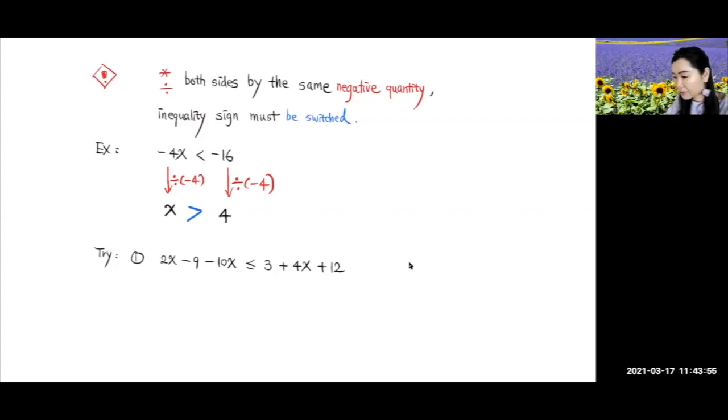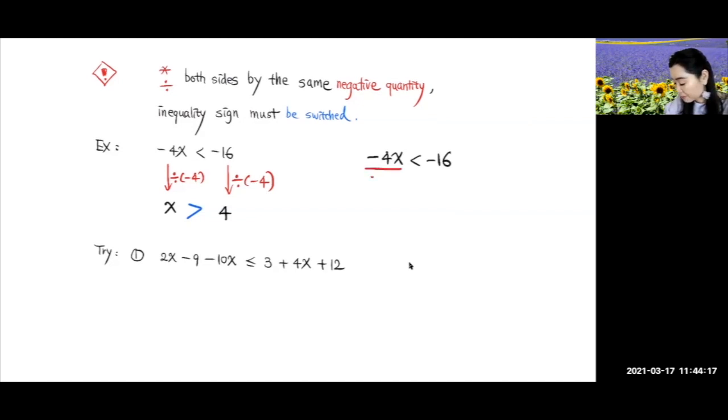The reason for that is you are dividing both sides by the same negative quantity. I'm dividing both sides by negative 4. So you have to switch the inequality sign right here. Now some people write it this way. So negative 4x, and then they put down over negative 4, over negative 4. And then in the next step they put down x is greater than positive 4. Now, something's wrong over here. What's wrong over here? This is wrong.